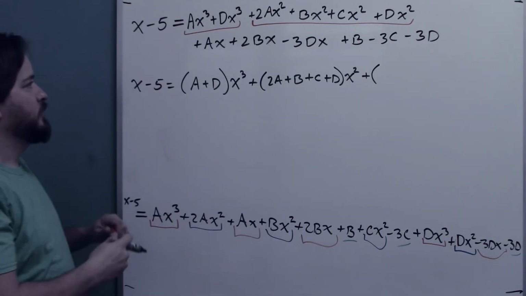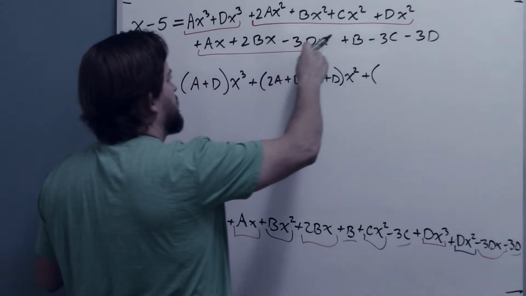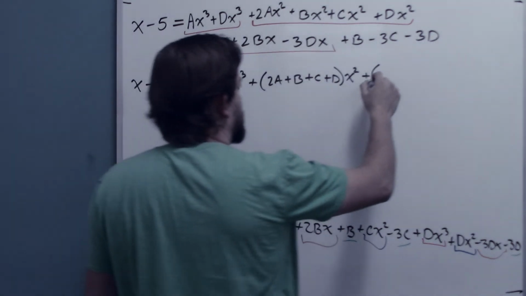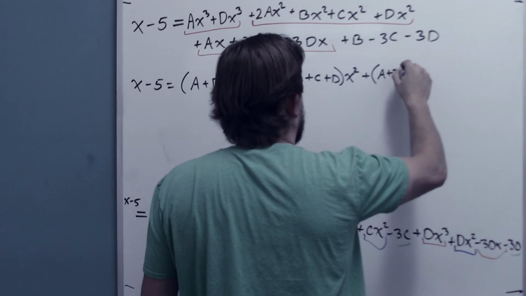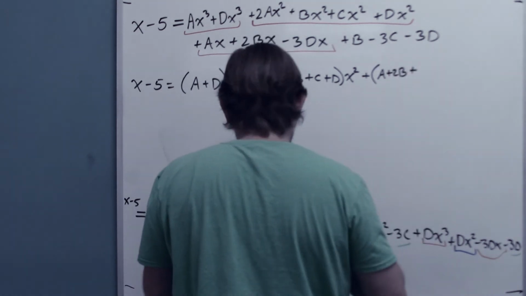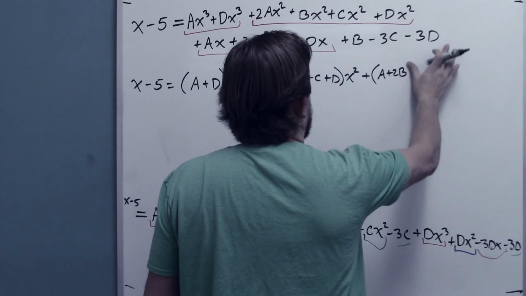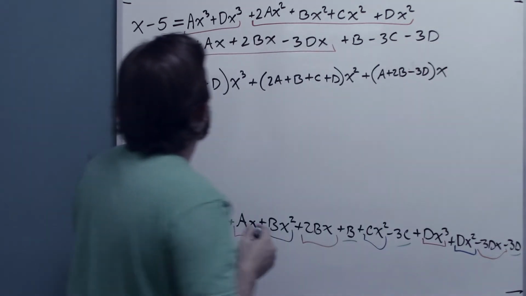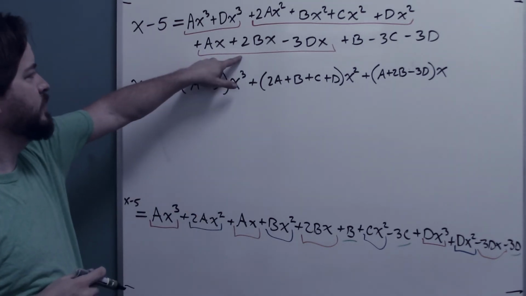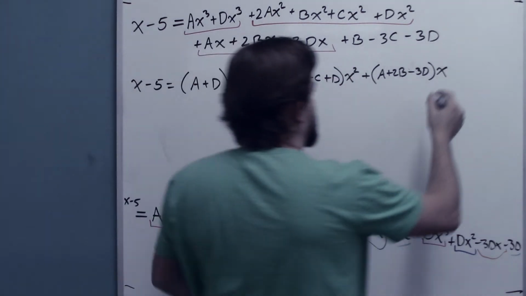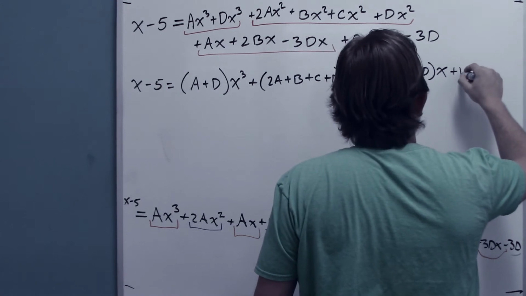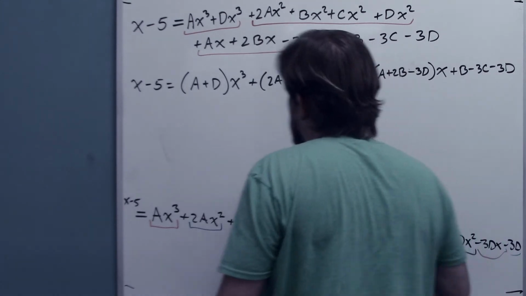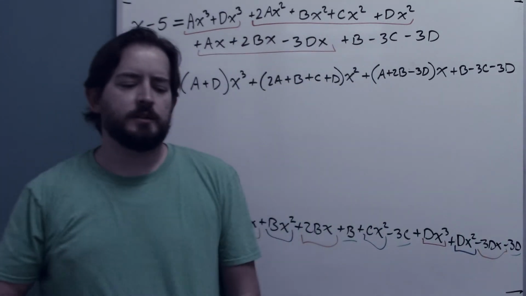If I do the same thing for my x terms, I'm left with a plus 2b minus 3d, yeah. And then plus, that's b minus 3c minus 3d. Okay. Now why in the world did I go to all that trouble to do this?